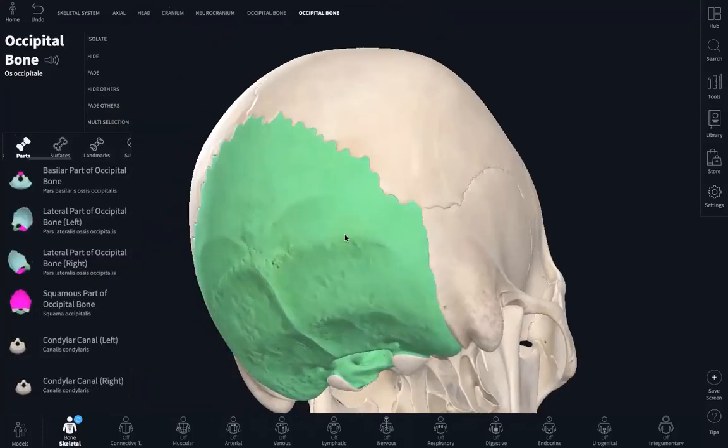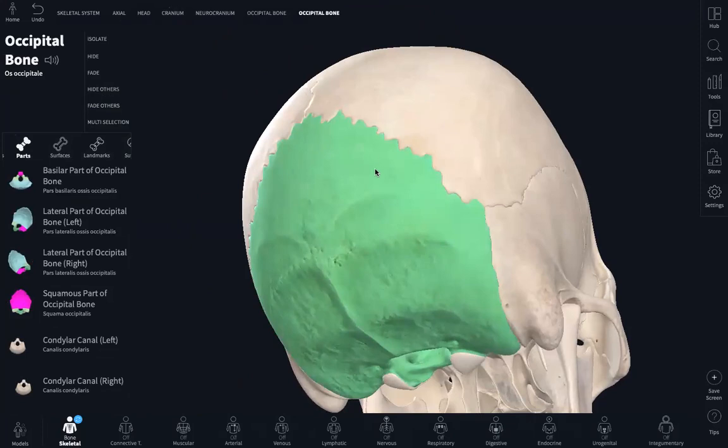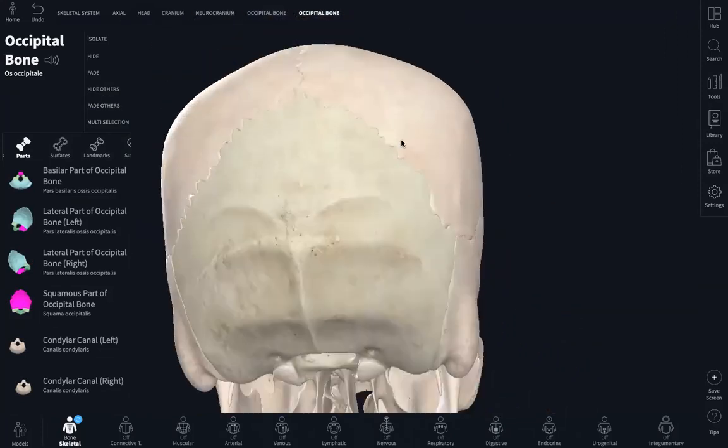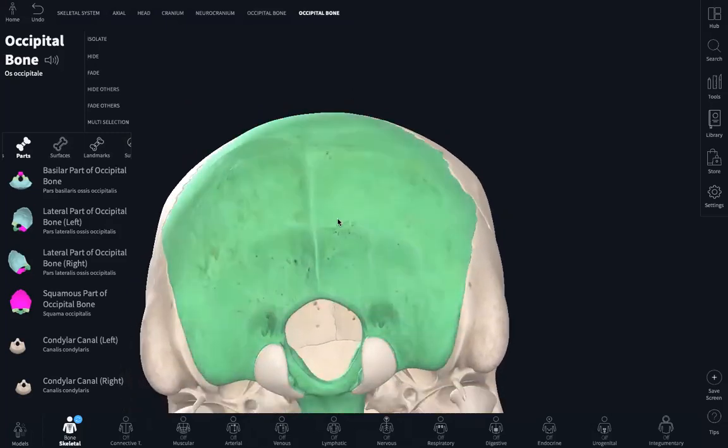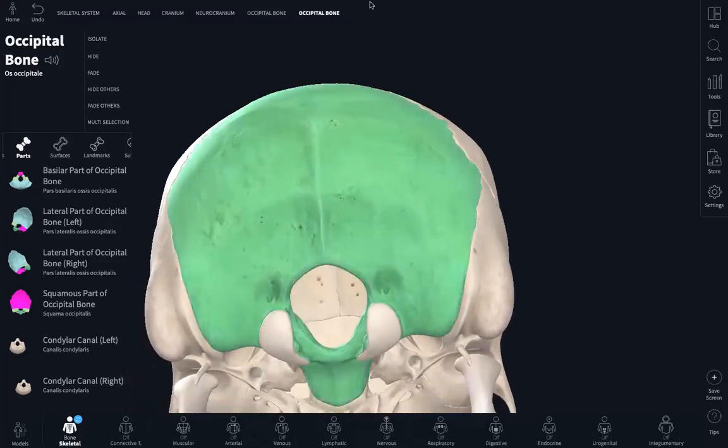Now this occipital bone, at its posterior side, at the lower side, has a large opening. Can you see this large opening here? I'll just reduce the size.